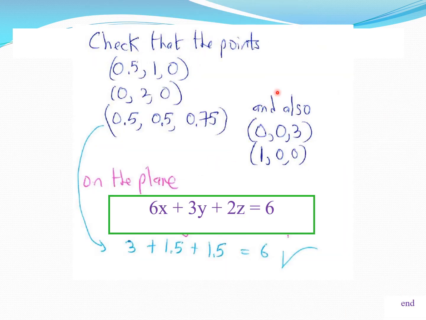Now, there were some other points in that plane that we didn't use in calculating the equation of the plane. But those points were 0, 0, 3, 1, 0, 0, and you can check those points are on the plane. There are millions of points on the plane, an infinite number of points. We only picked a few, and you could check that various points are on the plane.